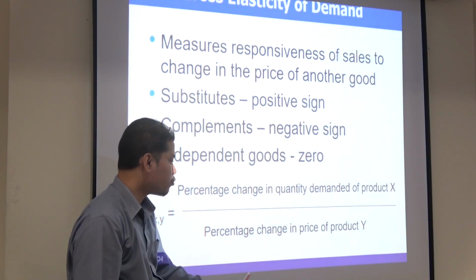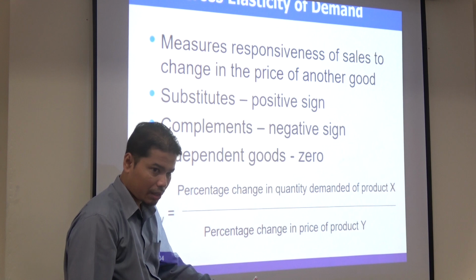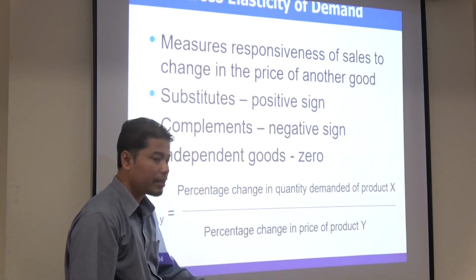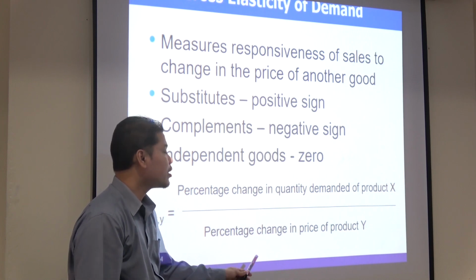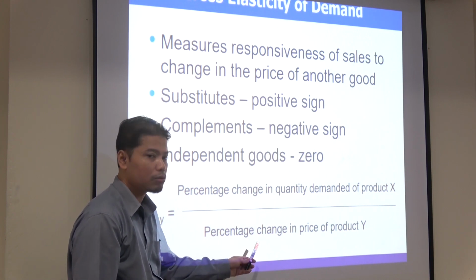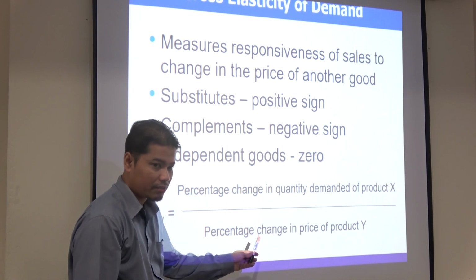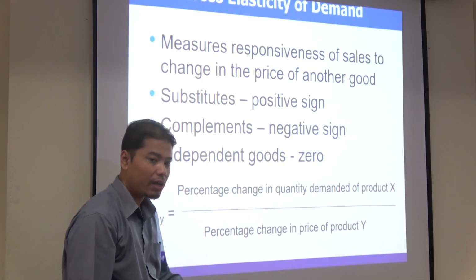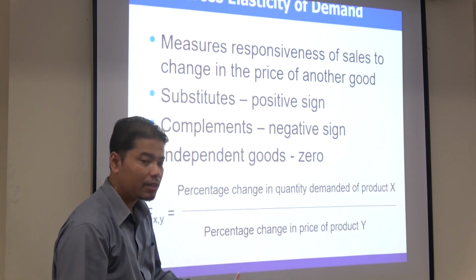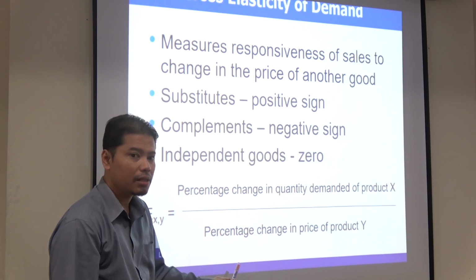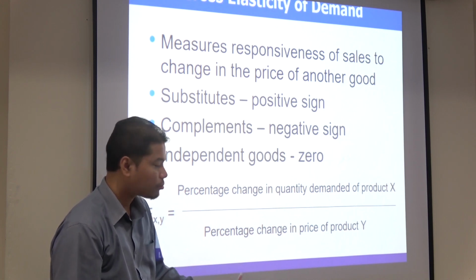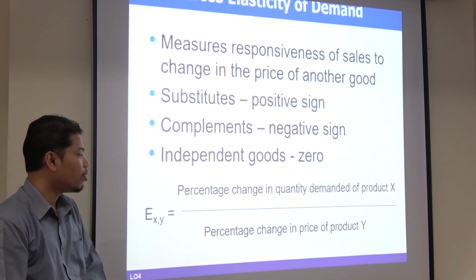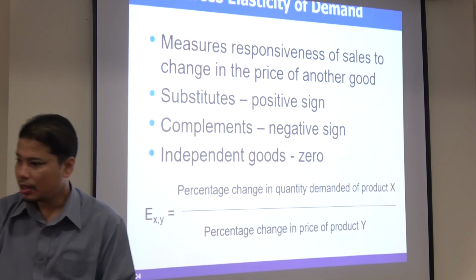So the price of Y declines, negative sign. The quantity of Y increases, and as a result, the quantity of X will also increase. Positive sign. So positive sign divided by negative sign, you have a negative sign whenever the two products are complementary products. Okay. What happened for substitute products?